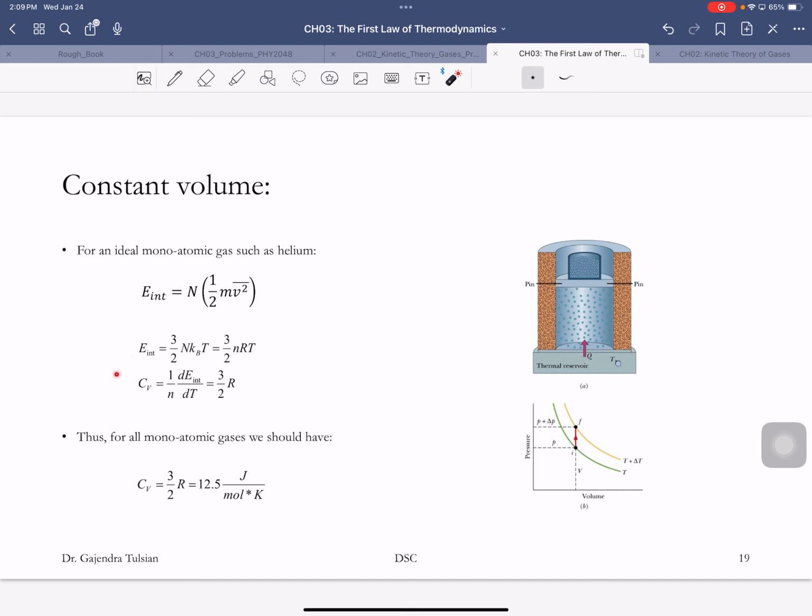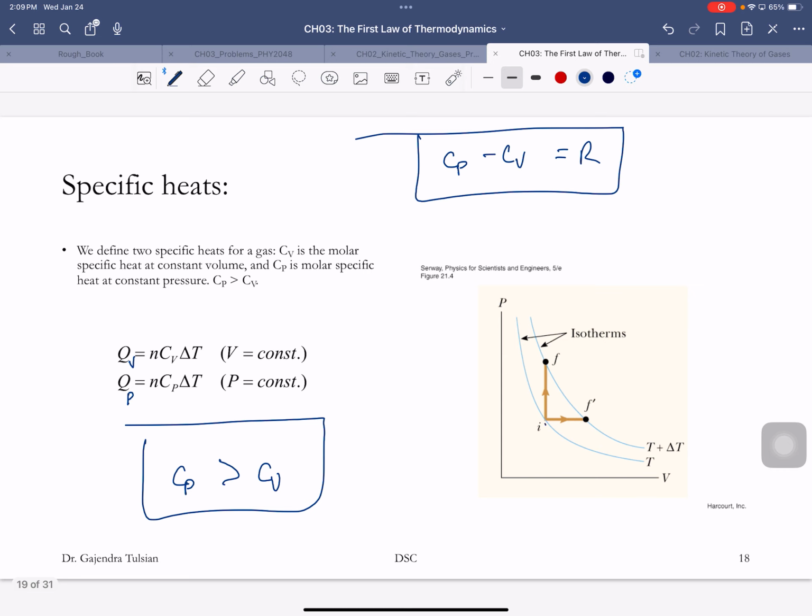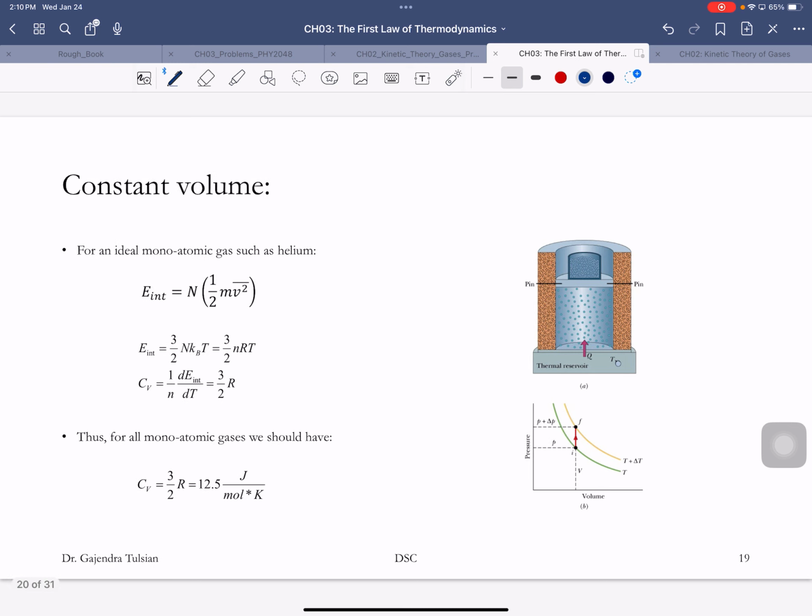This is one derivation I'll show you: how to calculate Cv. You're adding heat to a gas at constant volume, so you're not doing any work. When you're adding heat, you're just speeding up the gas molecules. You're not wasting any energy on work. All the heat is going into changing the internal energy. N is the number of molecules. What does the equipartition of energy say?